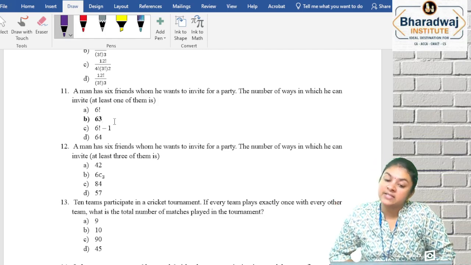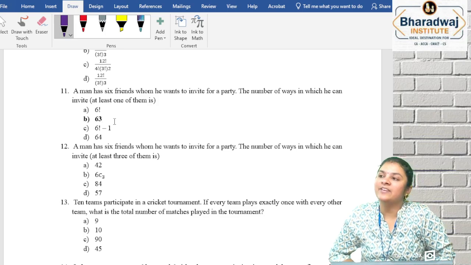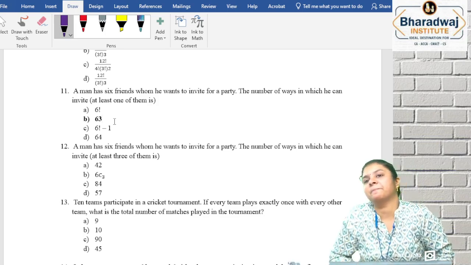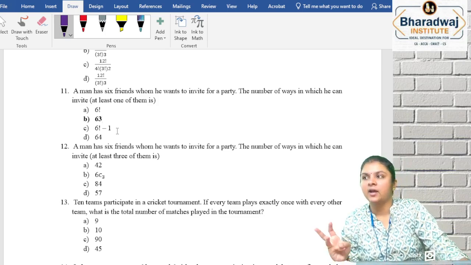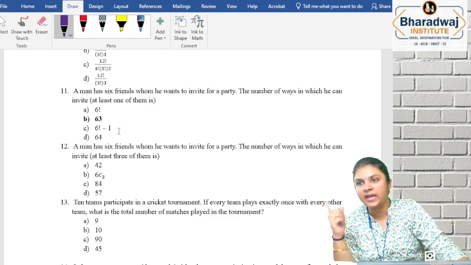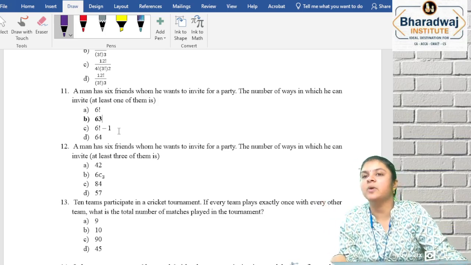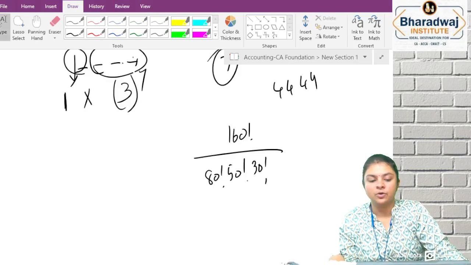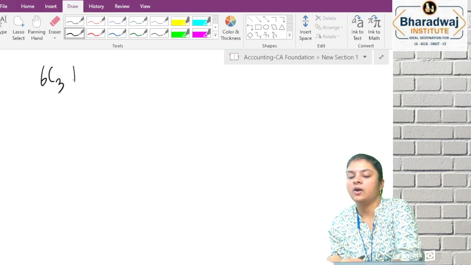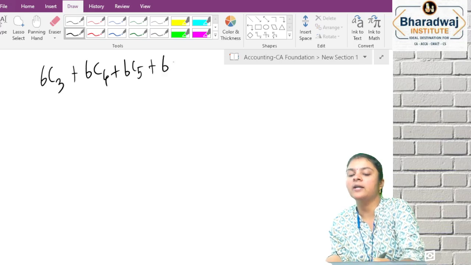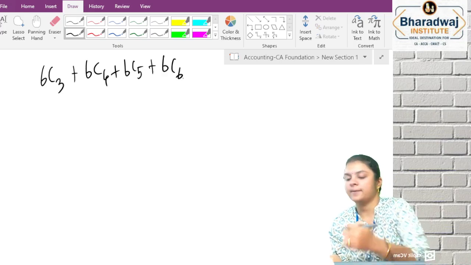Next, a man has 6 friends. The number of ways in which he can invite at least 3 of them. At least 3 na 3 or 4 or 5 or 6. Or condition means what? We need to add. So 6C3 or 6C4 or 6C5 or 6C6.